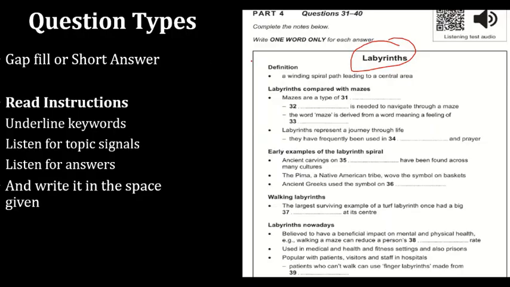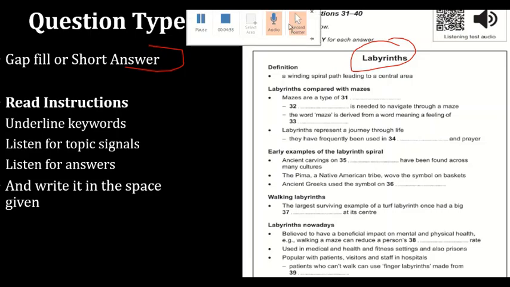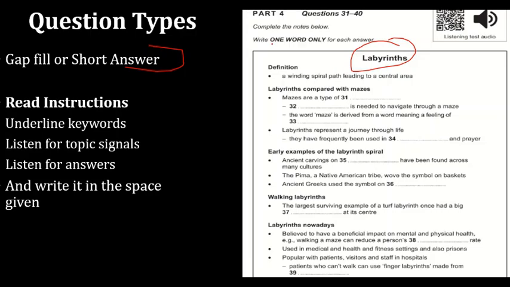So first and foremost, you note your instructions. We know that it's gap fill type of questions that we are going to answer, or short answers. So you note our instruction. It says complete the notes below, write one word only. So if you are writing two words, please know that you are wrong already because the instruction says one word. And you have to listen attentively for that one word.